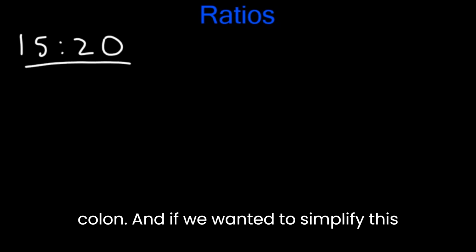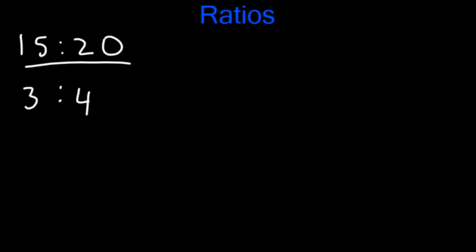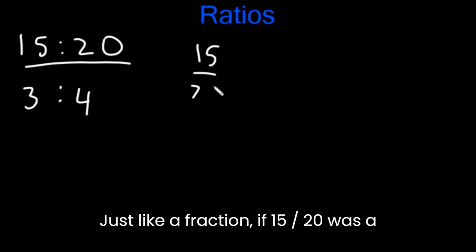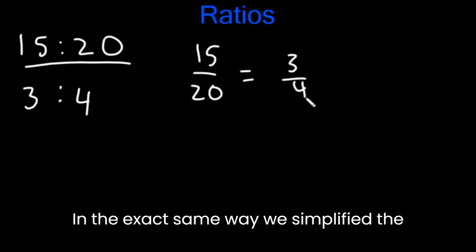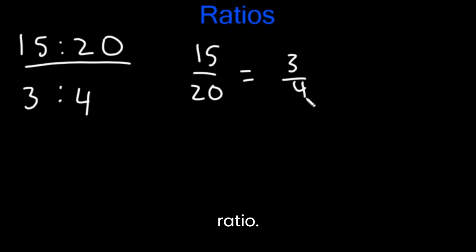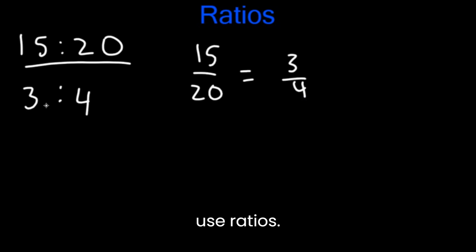And if we wanted to simplify this ratio, it would become 3 is to 4. Just like a fraction. If 15 over 20 was a fraction, it was simplified to 3 over 4. In the exact same way, we simplified the ratio. Let's look at some problems where we can use ratios.